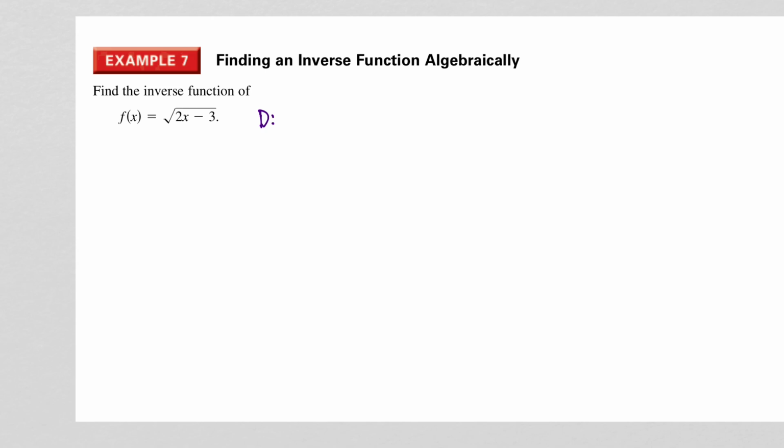We want to make sure whatever's underneath that square root, which is 2x minus 3, has to be greater than or equal to 0. It can be equal to 0, right? The square root of 0 is still 0. It just can't be negative. So if I want to figure out my domain, I'm going to solve this inequality, which is pretty straightforward. 2x is greater than or equal to 3. x is greater than or equal to 3 halves. So my domain in interval notation is just from 3 halves to infinity.